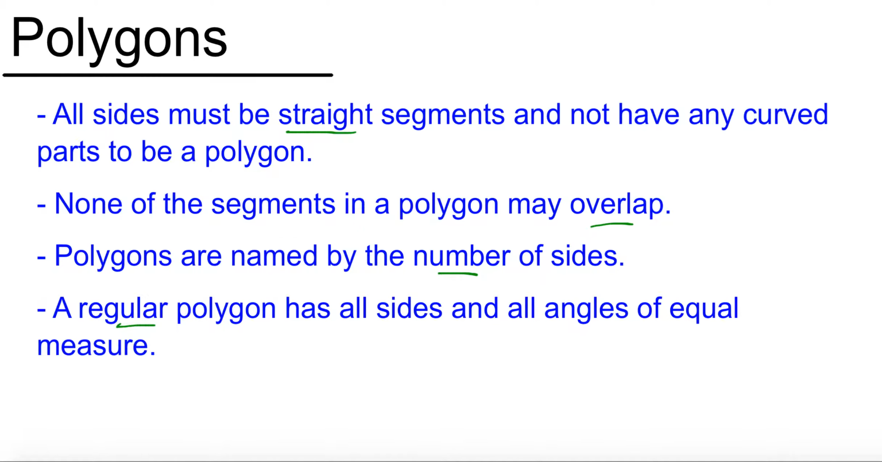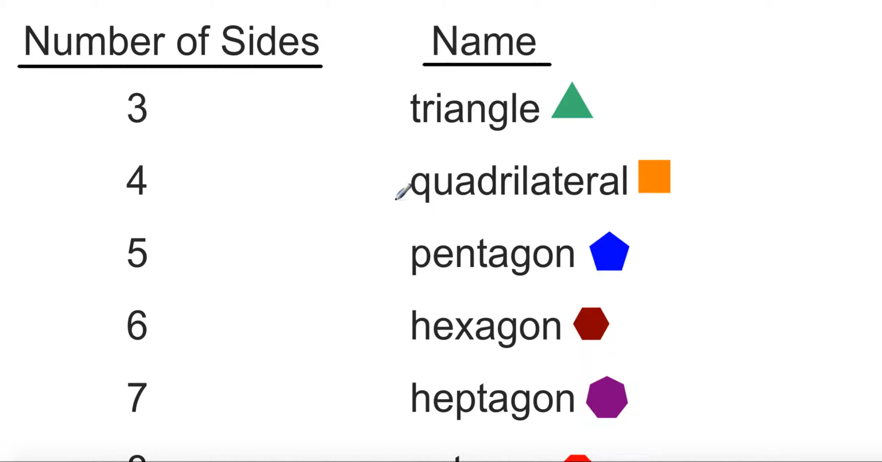Let's talk about the names first. I've got them listed here for you. The first column is your number of sides, the second column is the name, and then I also have a little picture there for you. So with 3 sides, that's a triangle. All the sides are straight, no overlap, and there's also no gaps. It's a completely closed figure. That's important also. If you have 4 sides, we call that a quadrilateral.